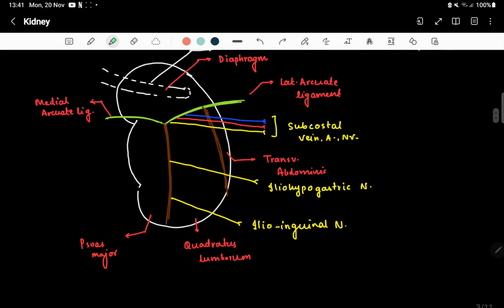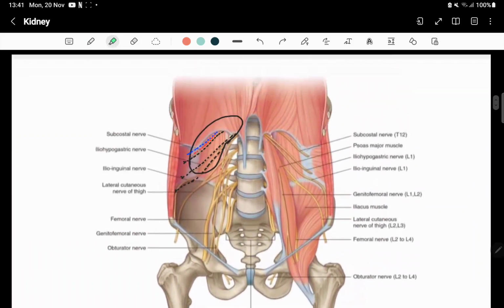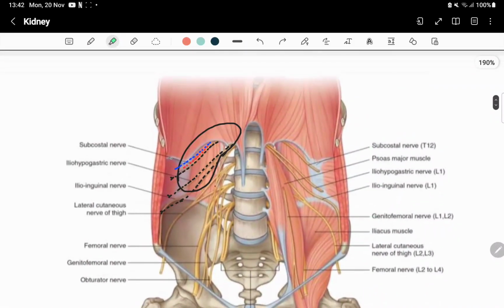You have the muscle, the transversus abdominis. You have another muscle, the psoas major, which must be present here, and the quadratus lumborum must be present here. You can see in this diagram also, this is your lateral arcuate ligament, this is the medial arcuate ligament, which are forming the boundaries.